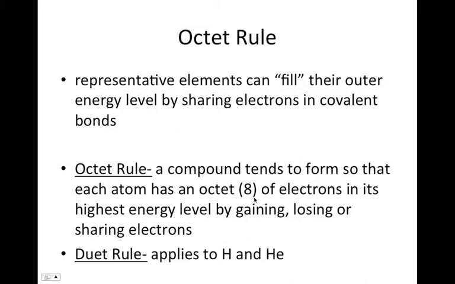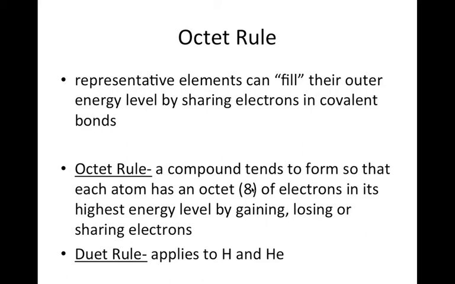We always talk about if 8 is great. So if it has 8, we know that it's happy. Make sure that we know that. Realize that everything wants to follow the octet rule. Everything wants to have 8 valence electrons. That's just when it's the happiest.